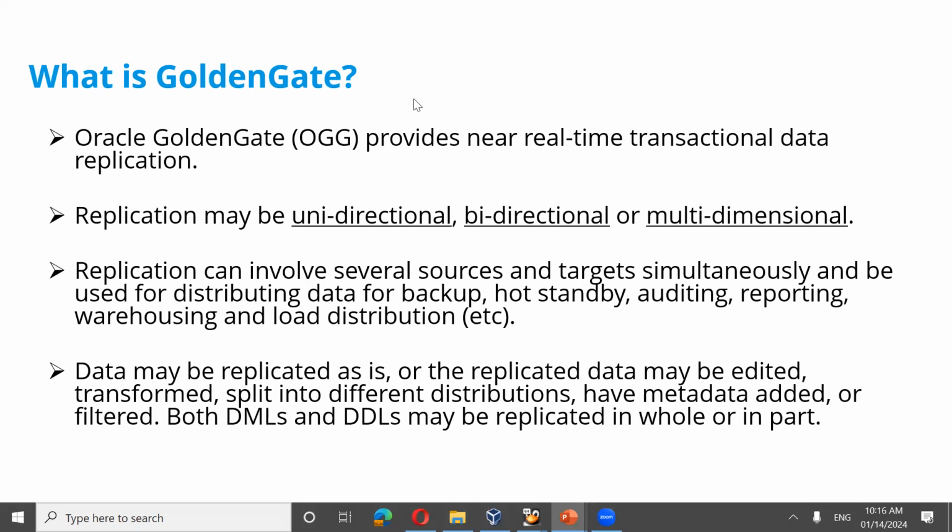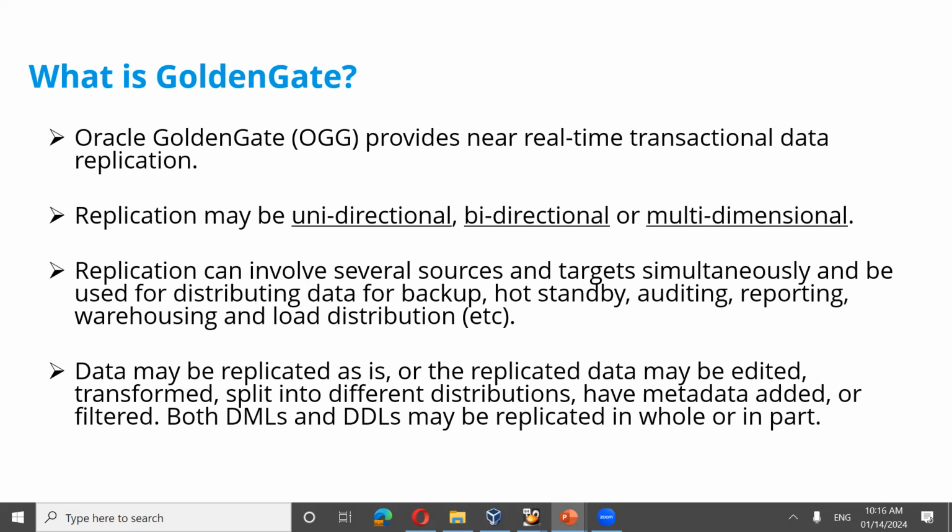Now, with GoldenGate, data may be replicated as is, or replicated data may be edited, transformed, split into different distributions, have metadata added or filtered. Both DMLs and DDLs can be replicated whole or in part. So the major advantage with GoldenGate is that it can perform your data filtration as well as data transformation.